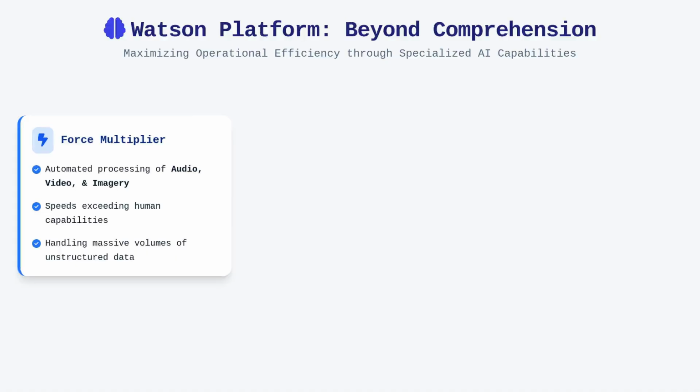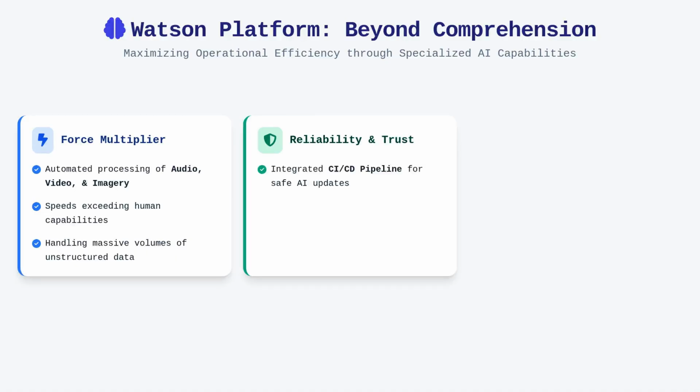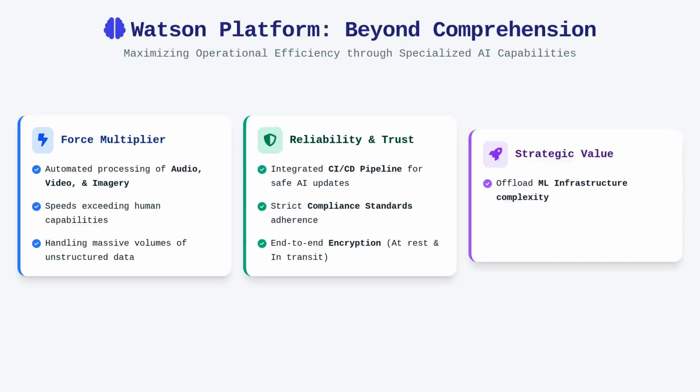The integration process is deliberately seamless, designed to fit into standard CI/CD pipelines so that your updates to the artificial intelligence logic are as safe and predictable as your code changes. Security, of course, remains a paramount concern, and IBM has architected these services to satisfy strict compliance standards, ensuring that data is encrypted at rest and in transit as it flows through the cognitive analysis pipeline.